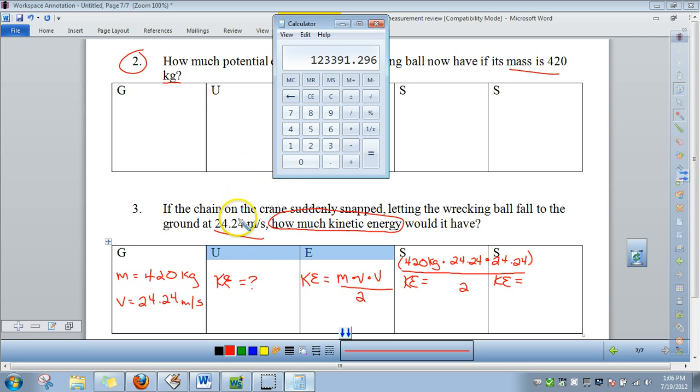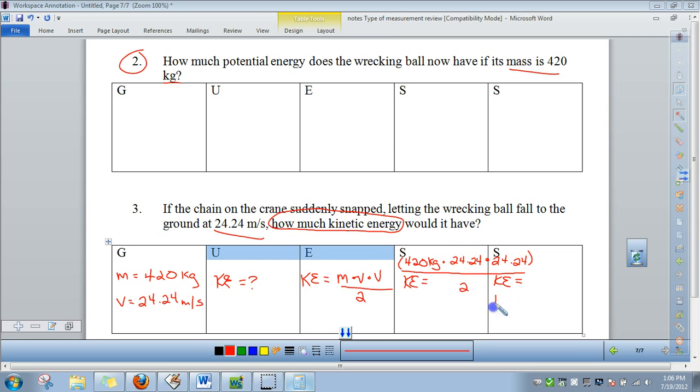Since this is in the nearest hundredth, let's round our answer to the nearest hundredth as well. So remember, back from rounding, we need to look at the thousandths place in order to round to the hundredths. The thousandths is a 6, which would round the 29 to a 30. So 123,391.30. And just like work and potential energy, the units for kinetic energy are joules. Wow, that is a lot of kinetic energy right there.